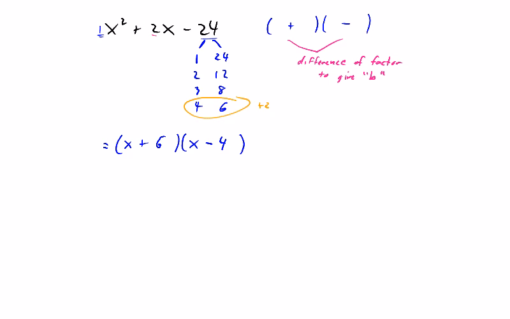And you can always check your work by redistributing this. This is the correct answer, but a quick check would be: first terms have a product of x squared. First term times second term has a product of minus 4x. Second times first gives me 6x. And second times second gives me minus 24. It's going to work out perfectly. So let me give you another example.